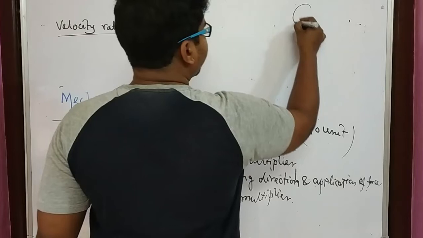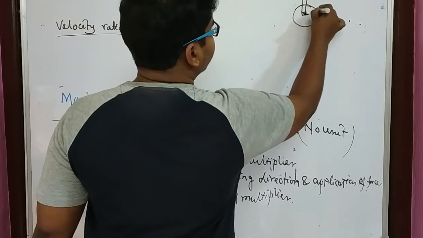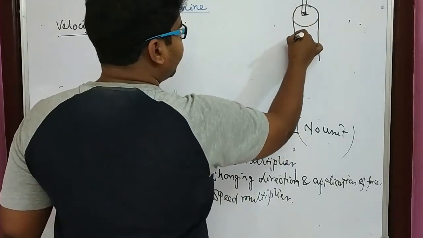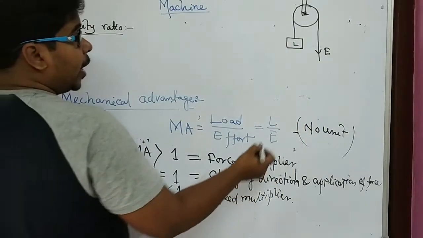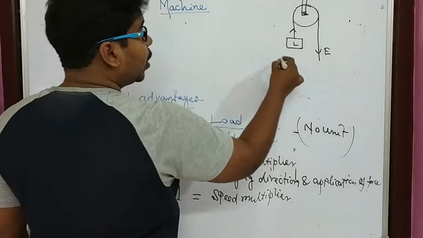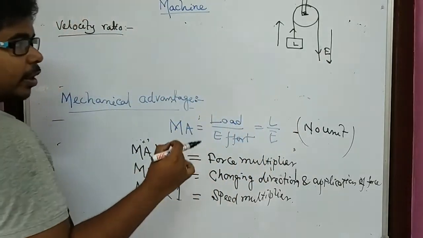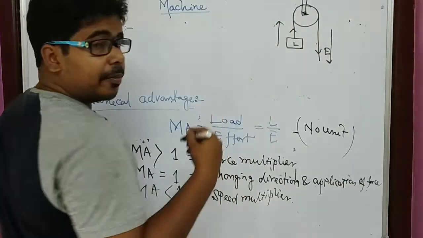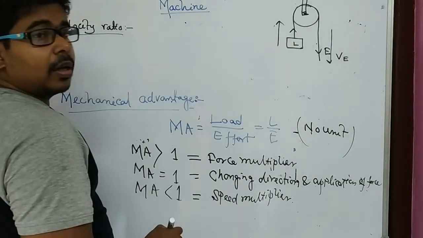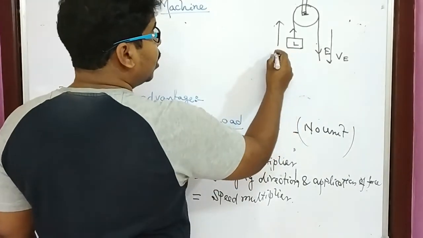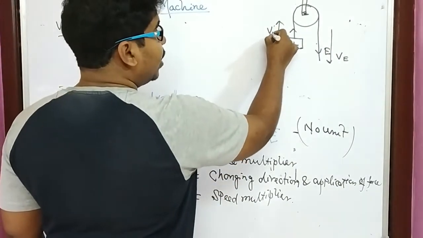Assume we are talking about a pulley. Here you have to apply effort, and here is the load. As you apply effort in the downward direction, the load will come up. So when you are applying effort, you have given a velocity to this string. Assume the velocity due to effort is VE, and due to that the load also comes up with a velocity, that is VL.